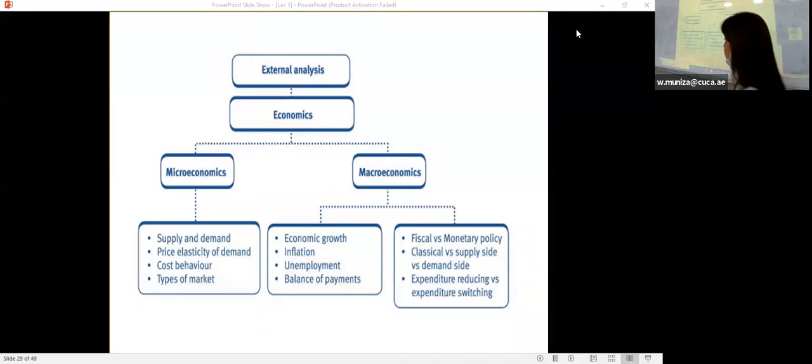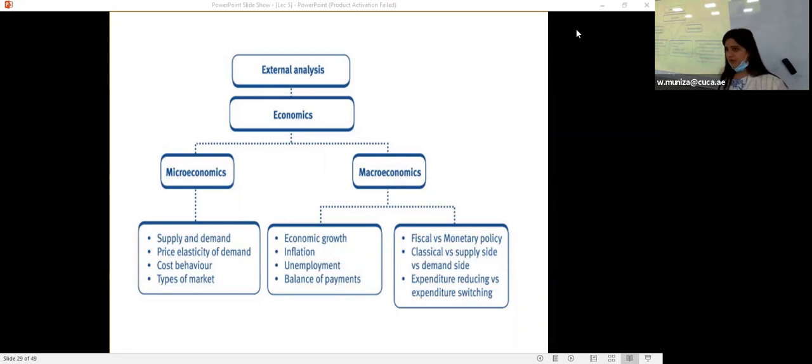We are going to discuss under microeconomics the concepts of supply and demand. We are going to discuss price elasticity of demand. We are going to discuss the cost behavior and types of market. In this chapter under macroeconomics, we are going to discuss economic growth, the concept of inflation, unemployment, balance of payments. On the other side, we are going to discuss government policies regarding fiscal and monetary policies. We are going to discuss classic and supply side and demand side. We are going to discuss expenditure reducing versus expenditure switching. For today, we are going to discuss only microeconomics, and these first two parts are going to be discussed today. Others are going to be discussed later.